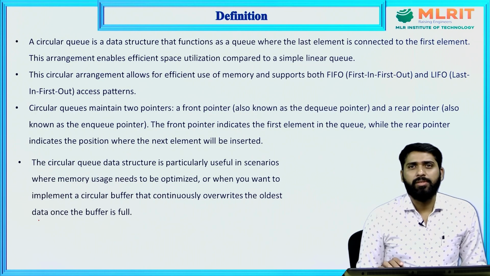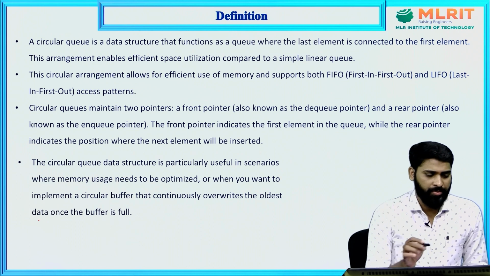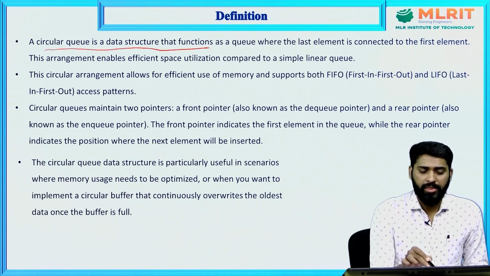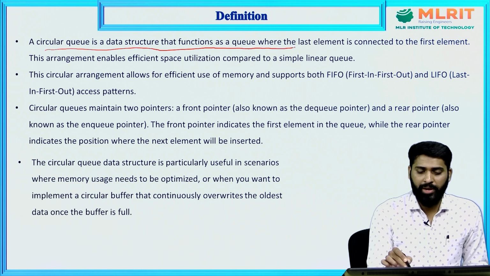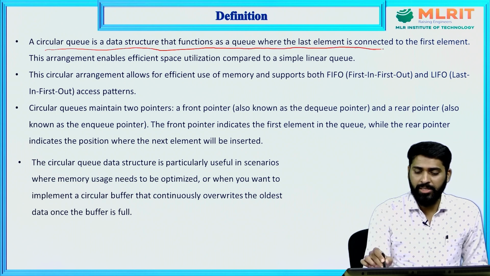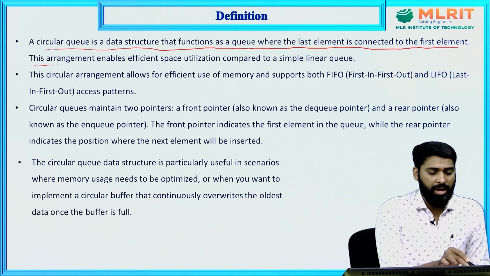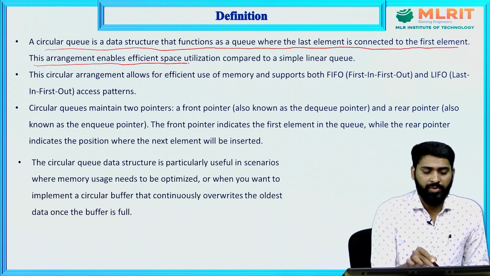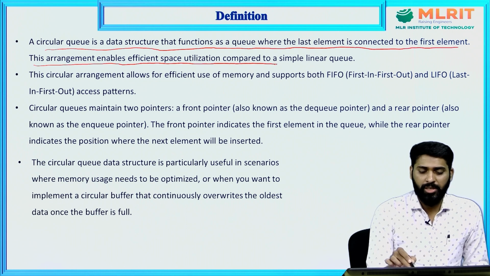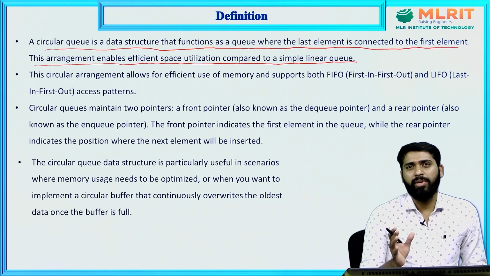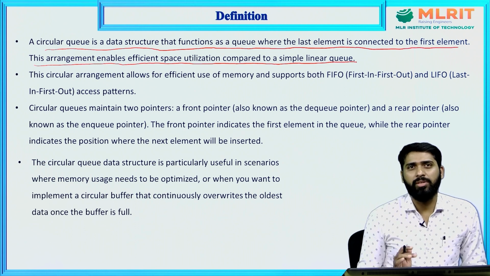Coming to the definition, a circular queue is a data structure that functions as a queue where the last element is connected to the first element. This arrangement enables efficient space utilization compared to a simple linear queue. The difference between a normal queue and a circular queue is that in this, the last element is connected to the first element.